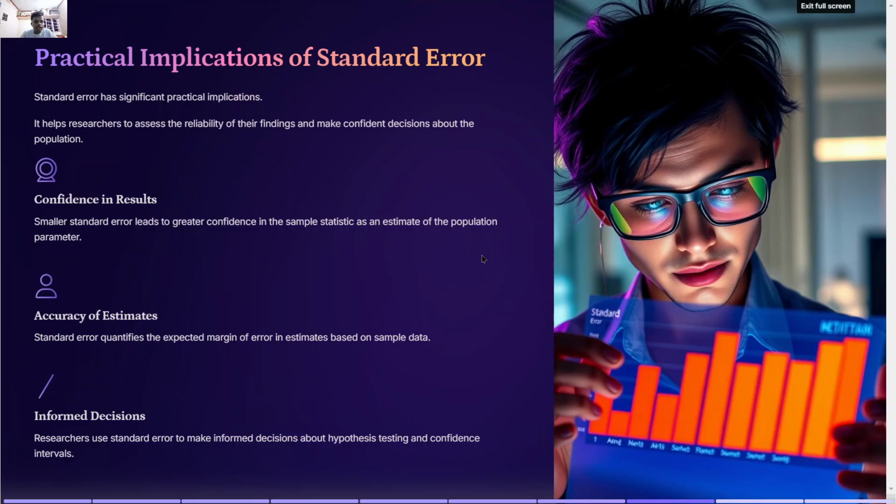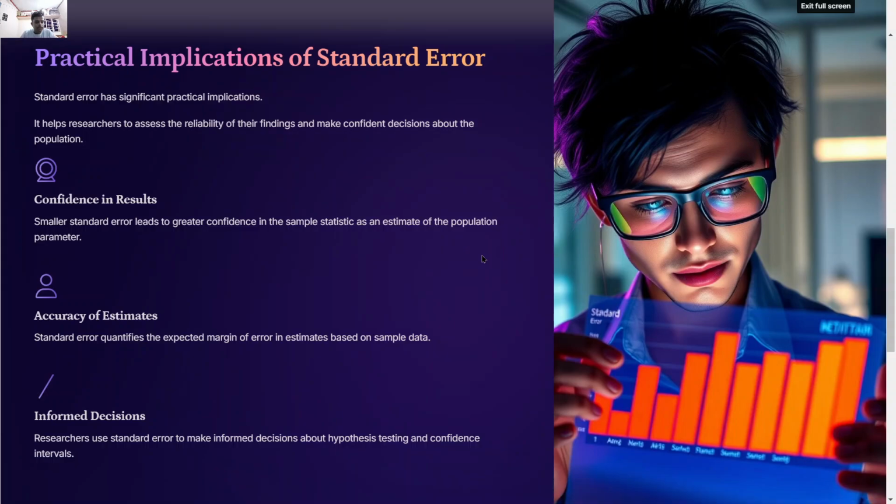Practical implications of standard error. Standard error has significant practical implications. Standard error helps assess the reliability of sample estimates when inferring population characteristics. A smaller standard error indicates more precise estimates, making conclusions more dependable. In practice, it guides confidence interval widths and hypothesis testing, assisting researchers and decision makers in drawing accurate conclusions from sample data.